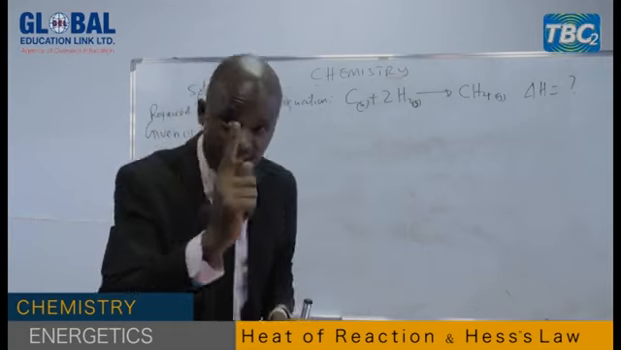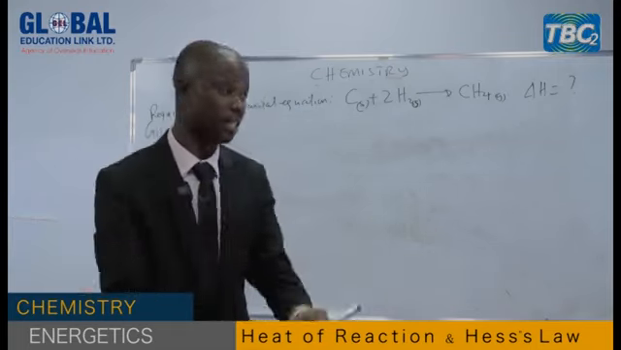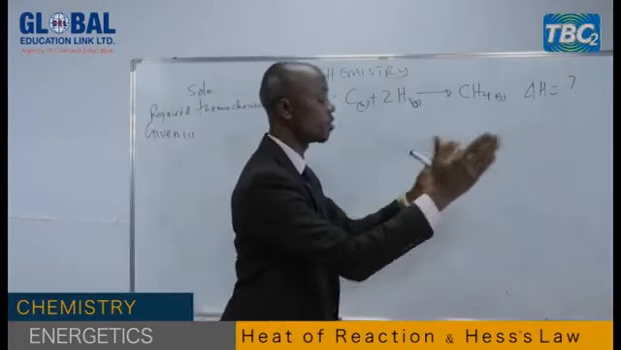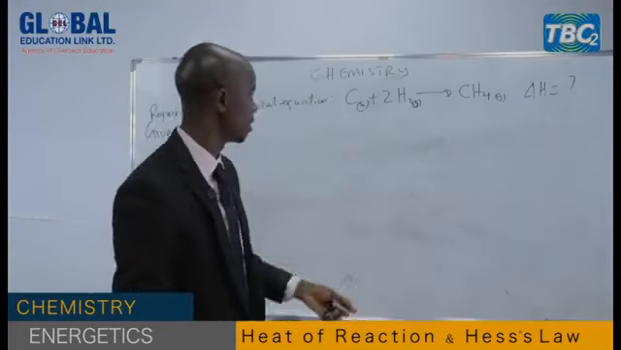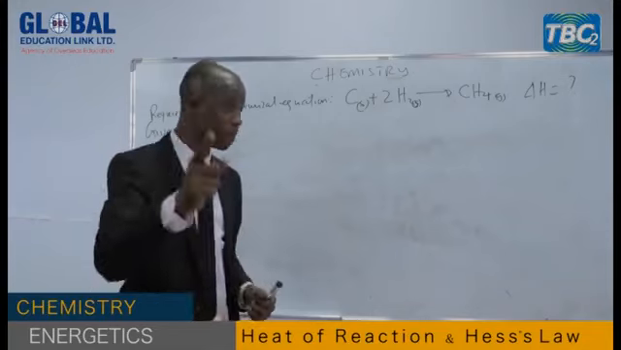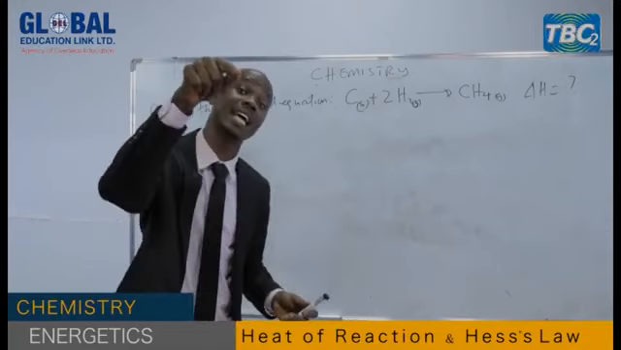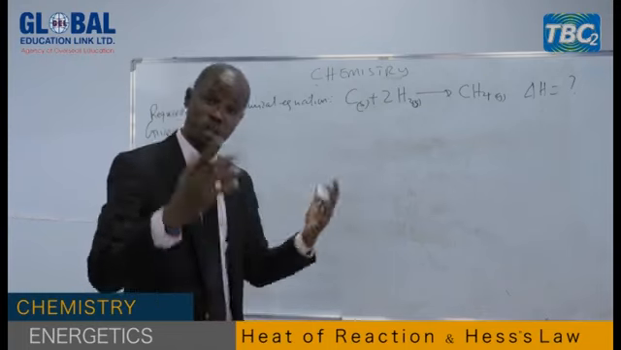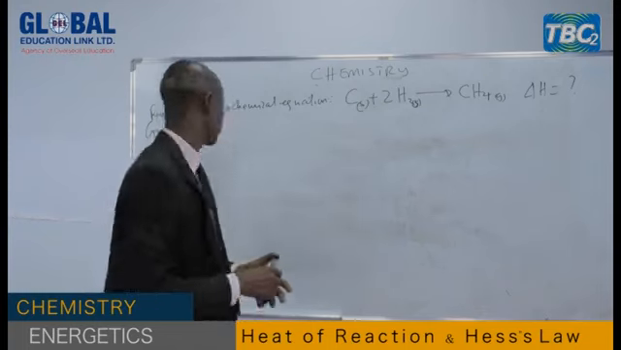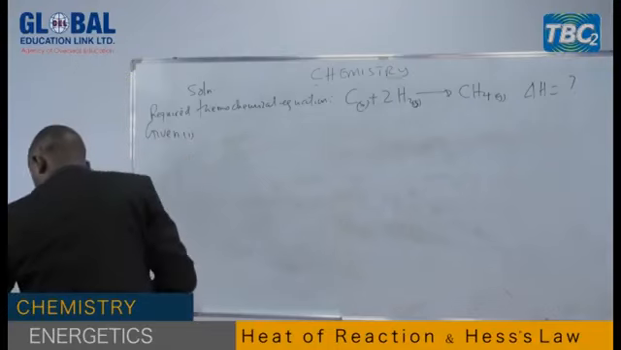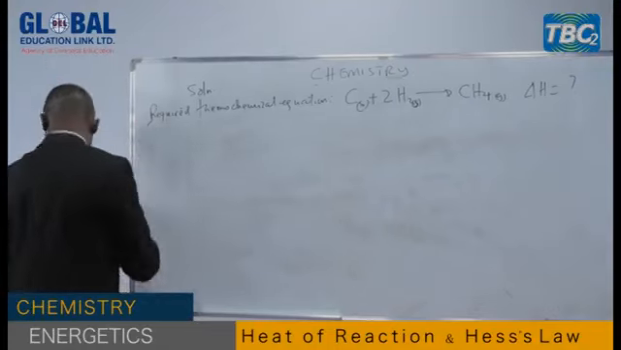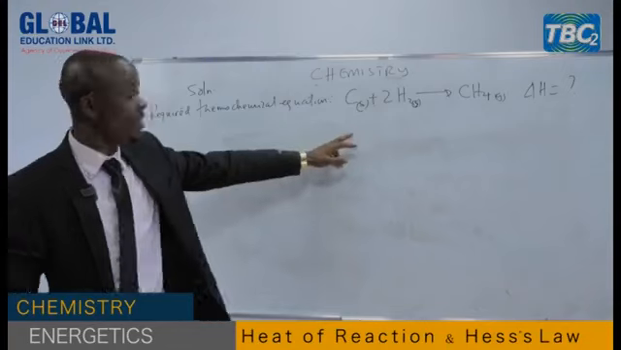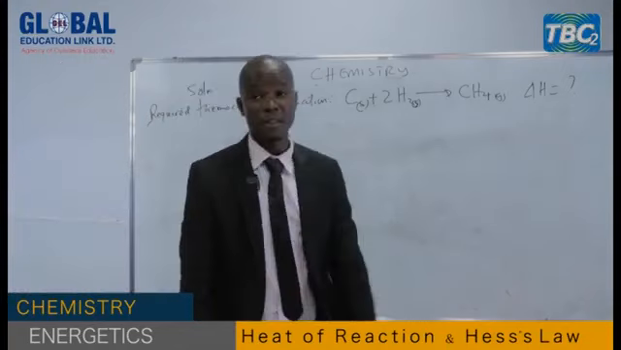Now, the second skill, you have to manipulate the 3 given equations to get the required equation. So that means this required equation will be obtained by manipulation of the 3 given equations. So what are you going to do? Let's start with number 1. Now, in this required equation, the product is methane.